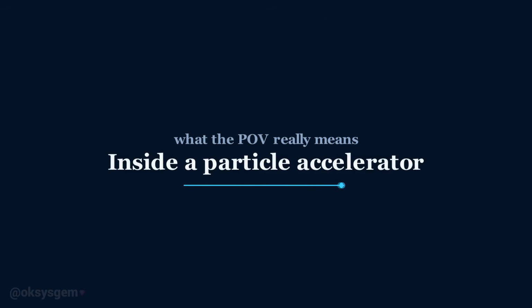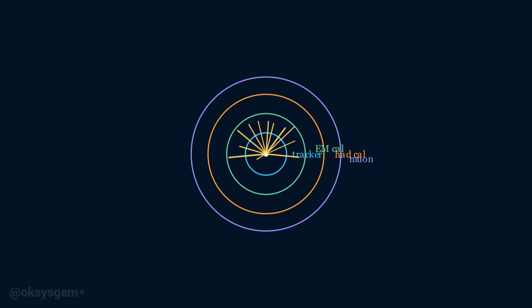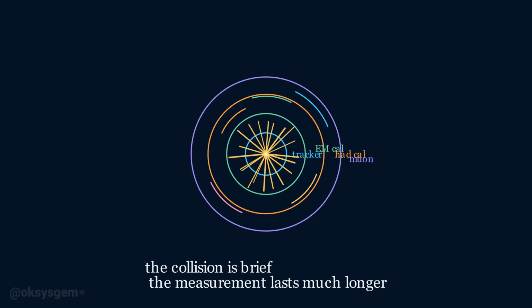If you could actually travel alongside one proton, almost nothing about the machine would resemble the dramatic collisions shown in diagrams. For nearly the entire journey, the proton would simply move through an incredibly empty tube, while invisible electric and magnetic fields manipulated its motion. The spectacular part lasts for an almost unimaginably short instant. Two particles interact. Energy is redistributed, new particles appear, some disappear almost immediately, and the detector spends far longer recording the consequences than the collision itself ever existed.